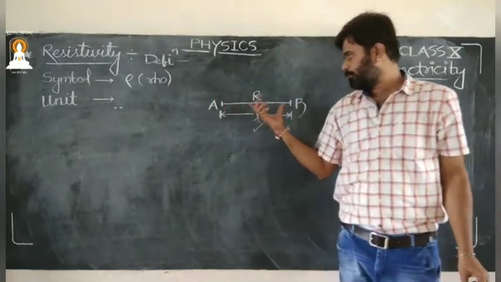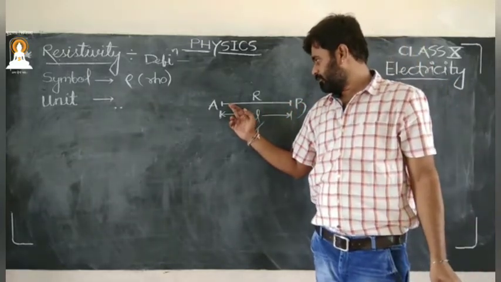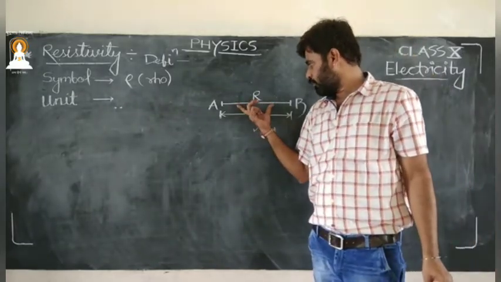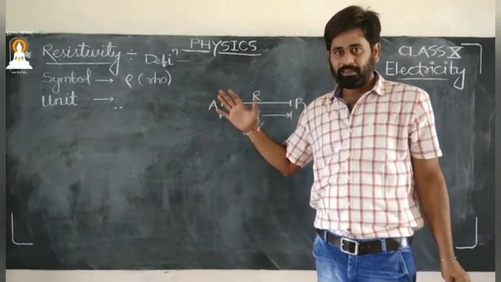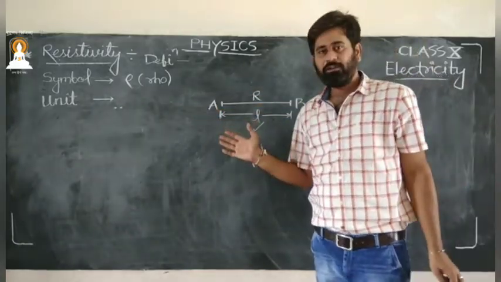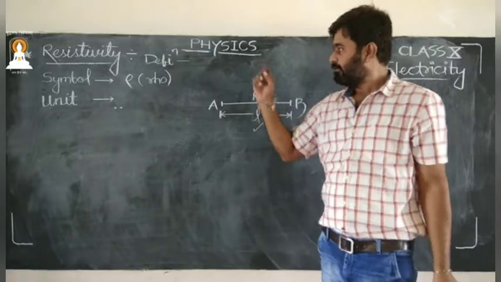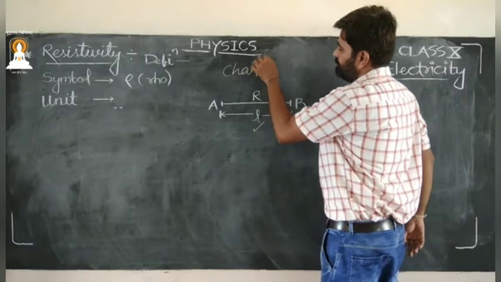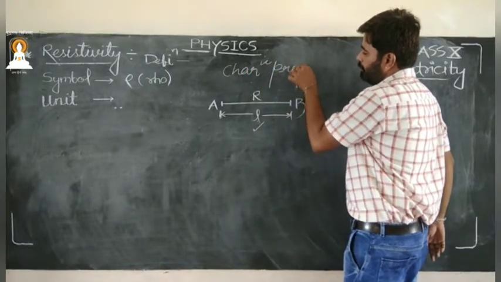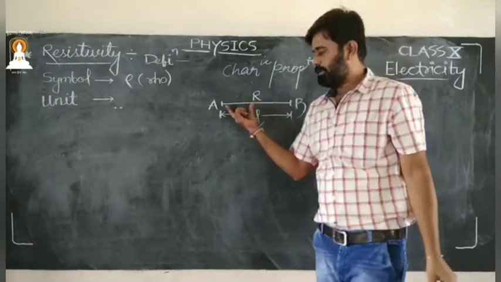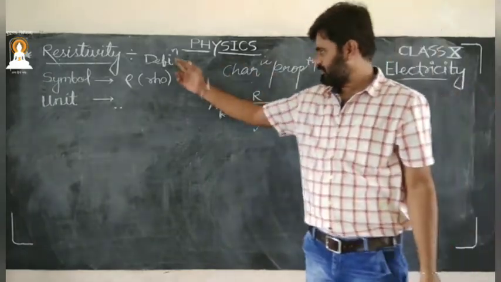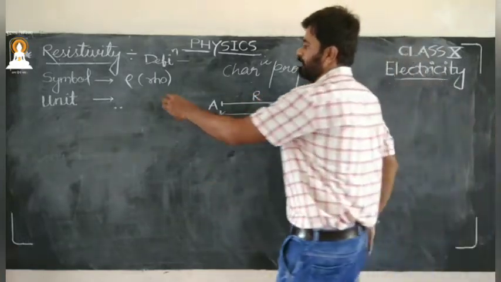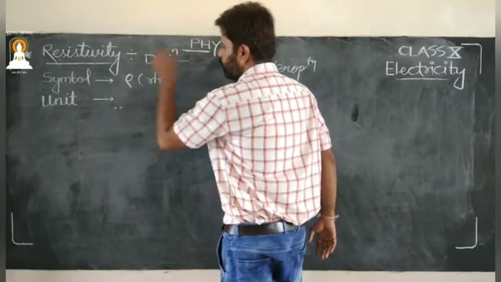Now, resistance offered per unit length means, sir, this wire may be of any metal. The resistance offered per unit length for every wire may be the same or different. Definitely that will be different. That's why resistivity is a characteristic property of that particular material. So the definition is clear: it is the resistance per unit length, and its symbol is rho, R-H-O.